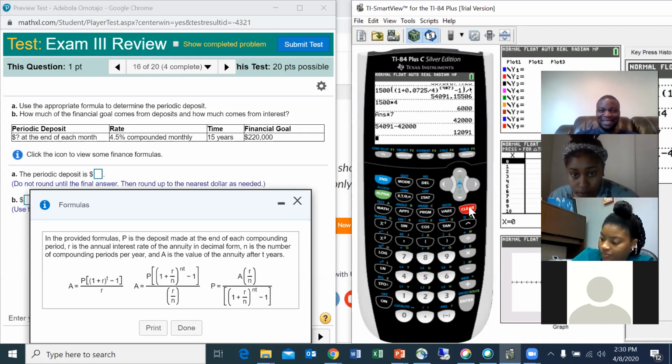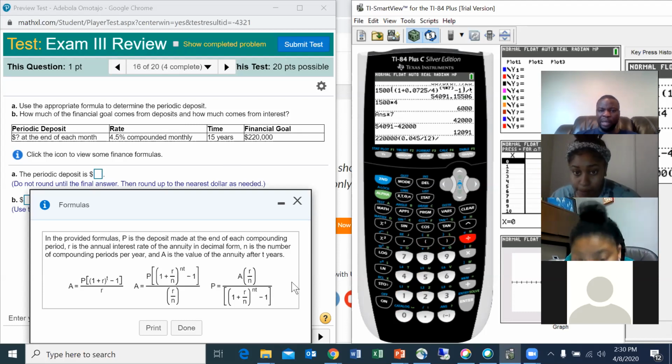Okay, I'm trying to rush. 220,000. Open parentheses. R, which is 0.045, divided by N. Here it's compounded monthly, so N is 12. There are 12 months in a year. And after that, you divide, which is this long line here.